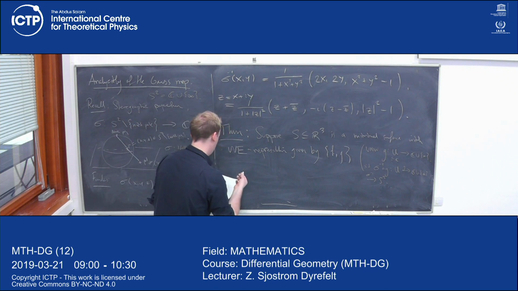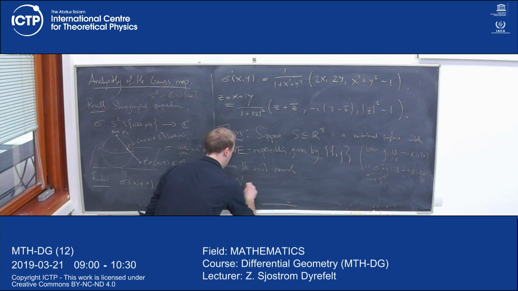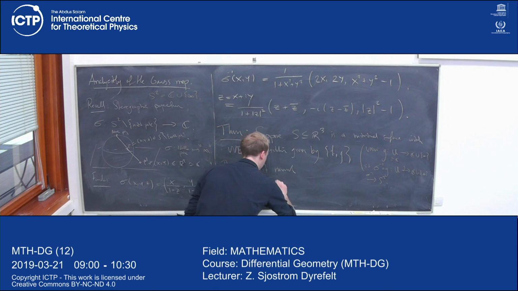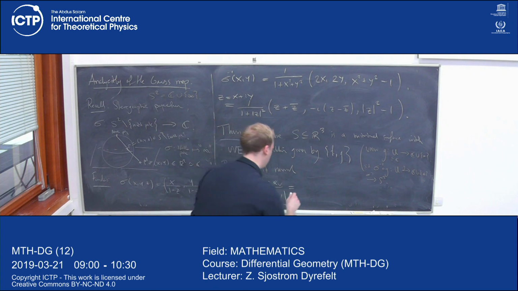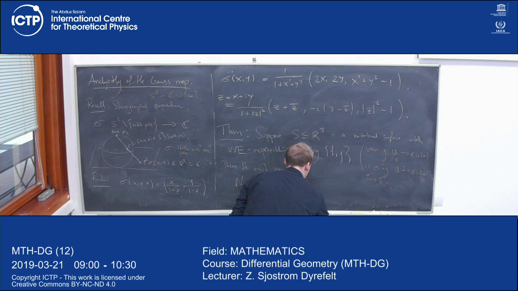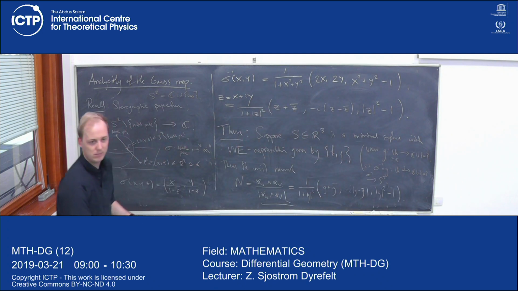Okay, unit normal. So the claim now is that the unit normal n, which is xu cross xv, okay, so you know this. So the unit normal here, it's actually equal to the following thing. It is equal to 1 over 1 plus modulo of g squared, times the vector g plus g bar, minus i times g minus g bar, and modulo g squared minus 1.